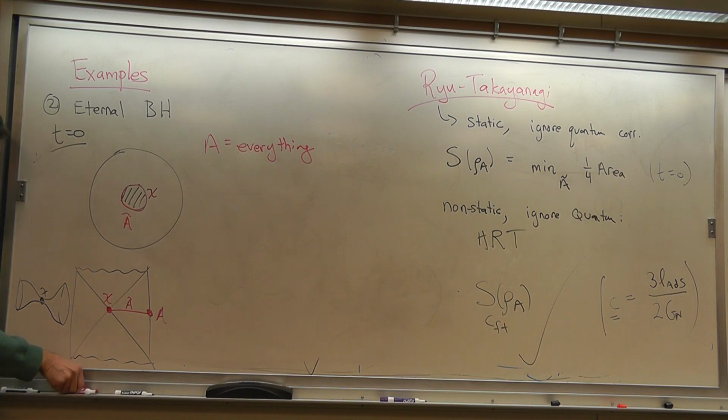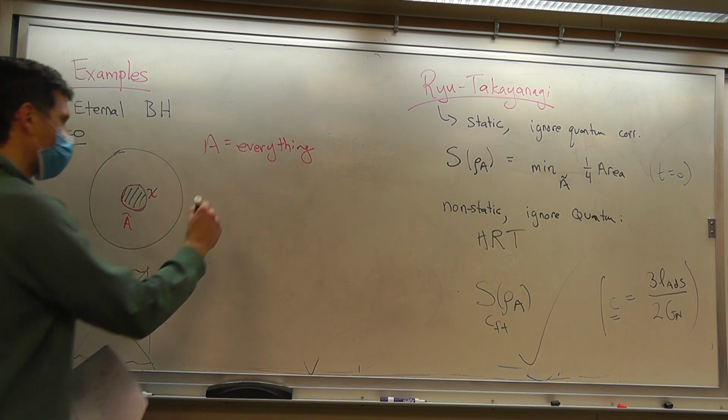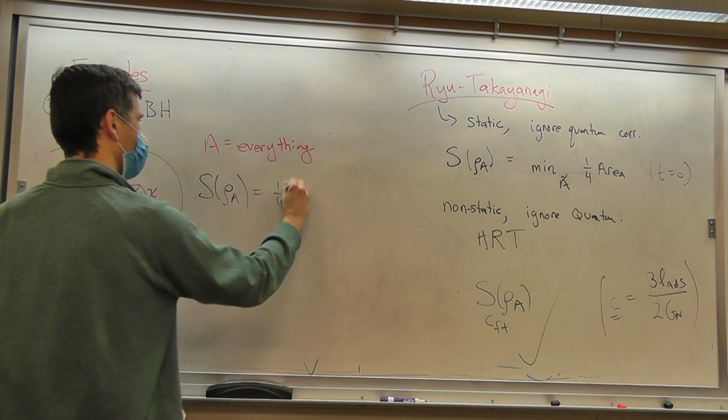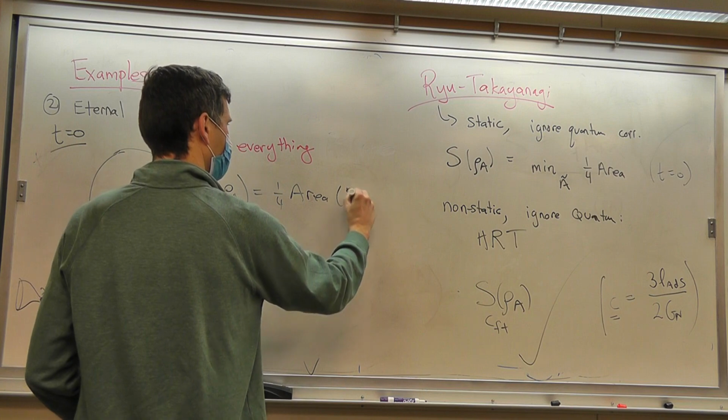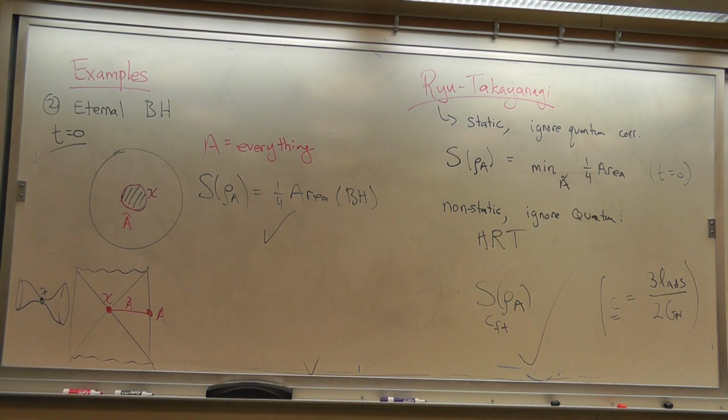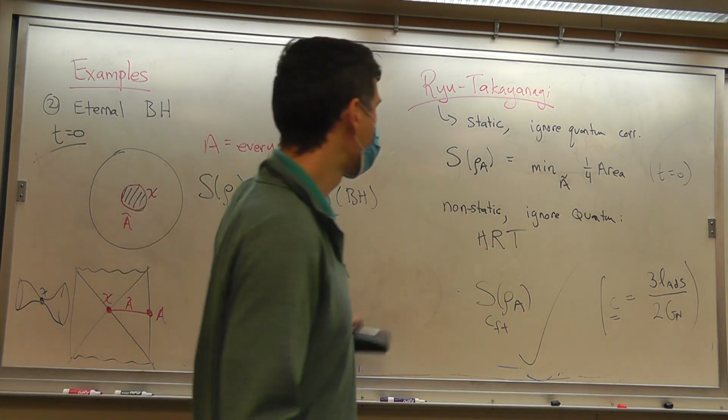So that's the minimal area surface. Now let's calculate the entropy. So therefore, S of rho A is 1/4 the area of the black hole. And yes, that's what we expect for a black hole. When you just calculate the entropy of everything in a thermal state, you should get the black hole entropy. Questions about that one?